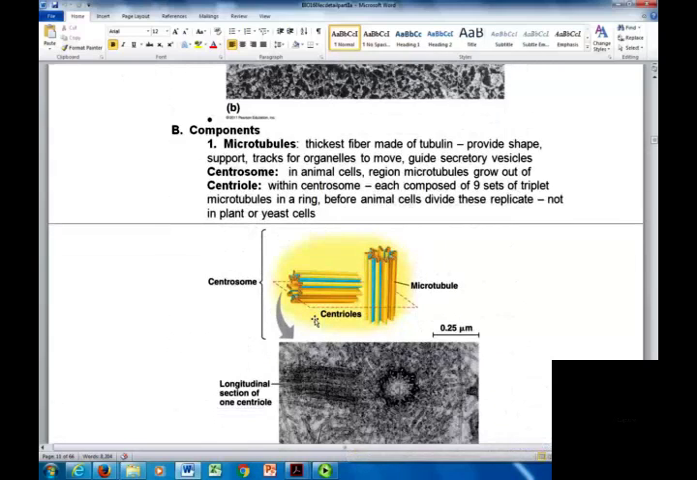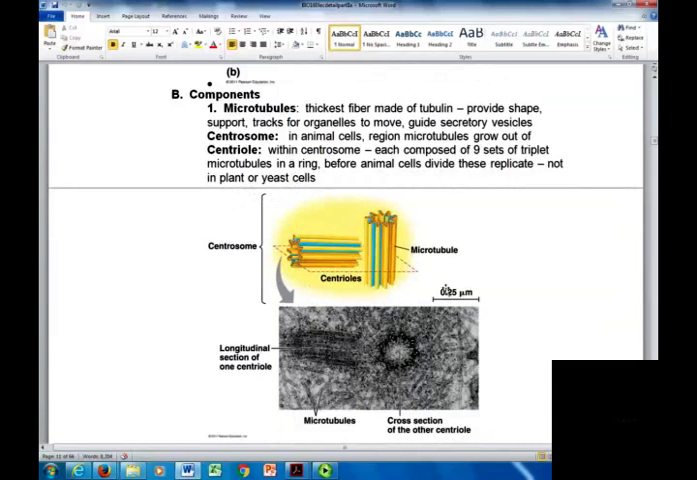So your components, the first is the microtubule. It's the thickest fiber. It's made up of the protein tubulin that provides shape and support. It's also going to provide tracks for the organelles to move on. It will help to guide the secretory vesicles.